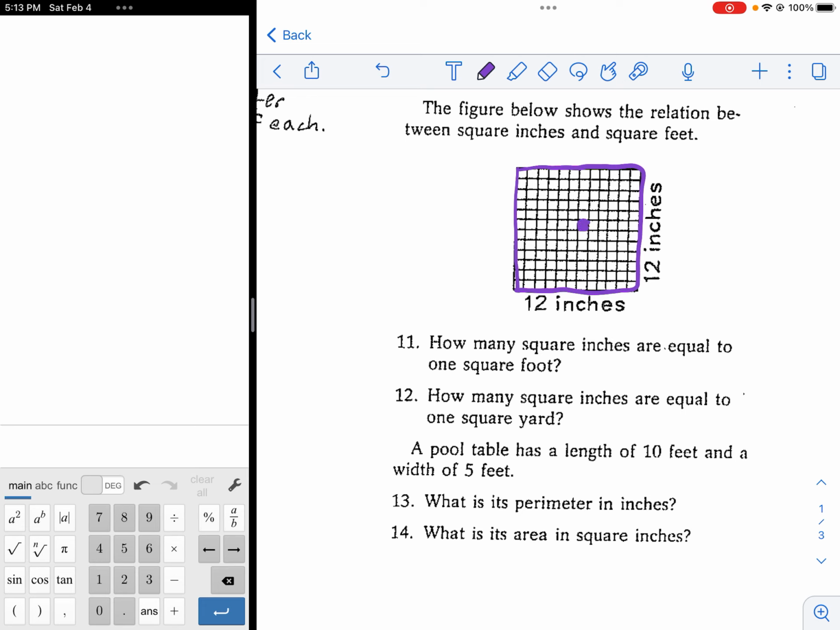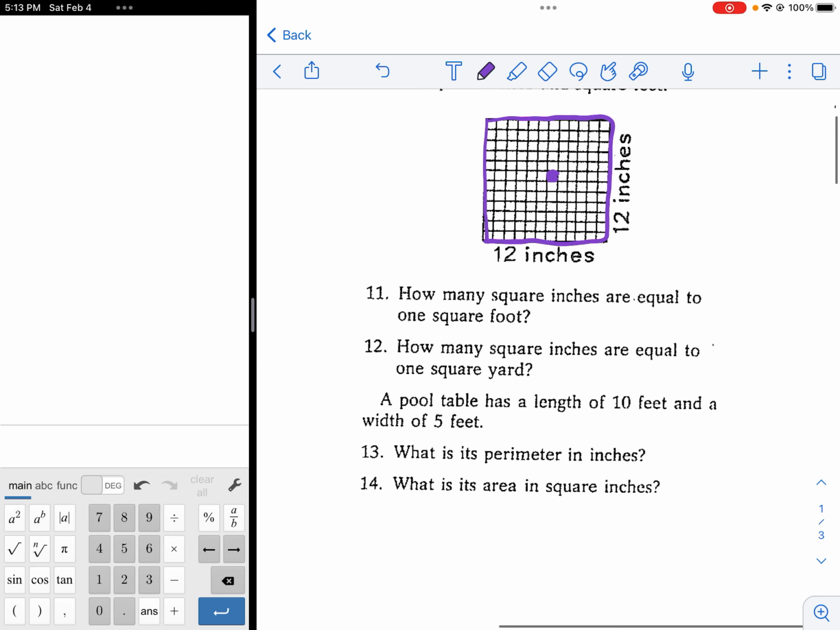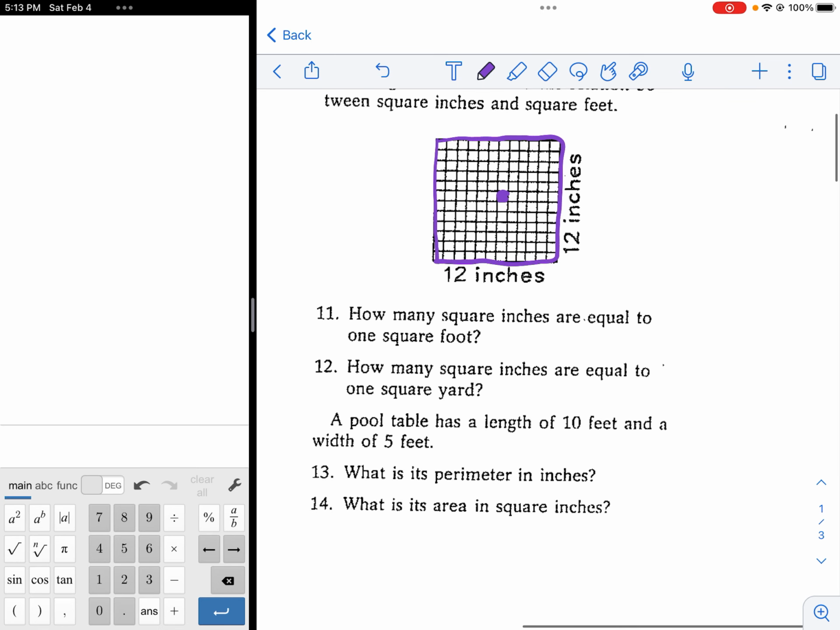So very, very different. It asks us how many square inches are equal to 1 square foot, so we can just take the dimensions in inches of our square here. We have 12 by 12, that gives 144 inches squared.